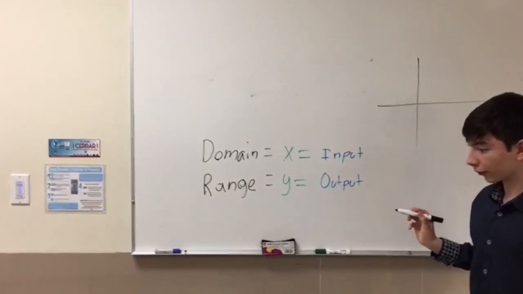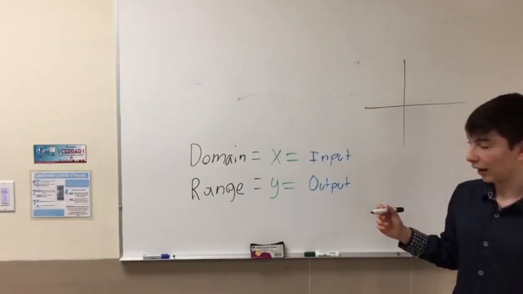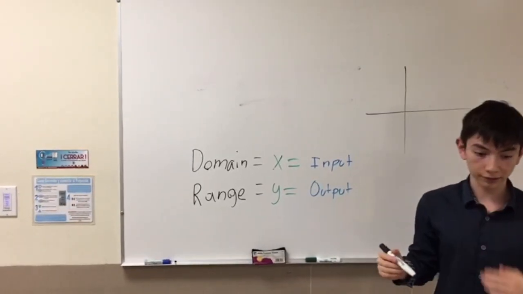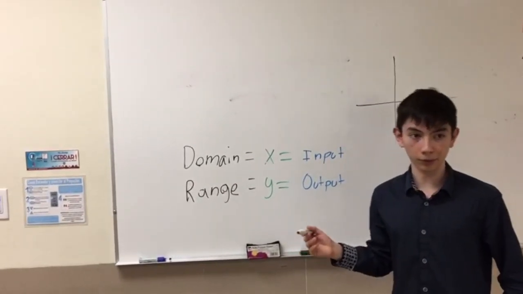It is usually used for things such as height in problems, and domain is usually used for things such as time, or to represent a more important variable than the range.